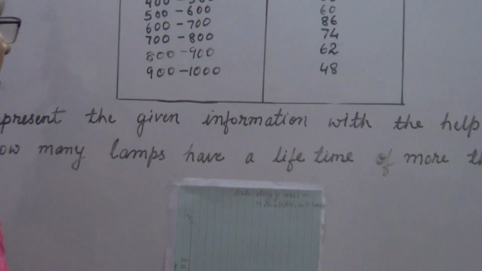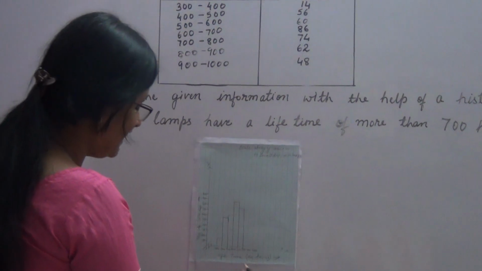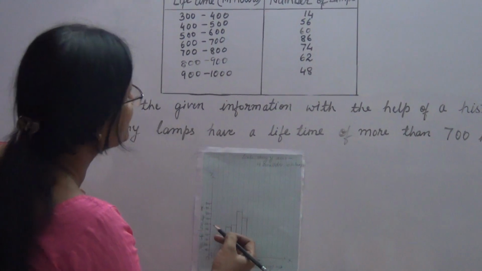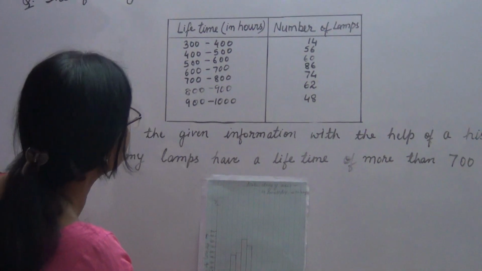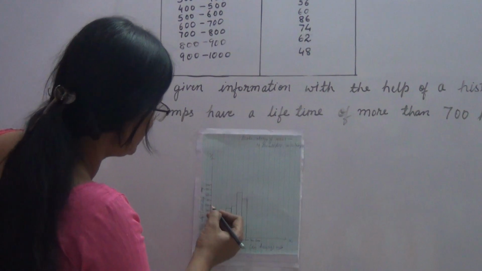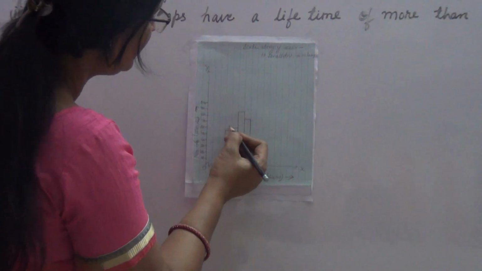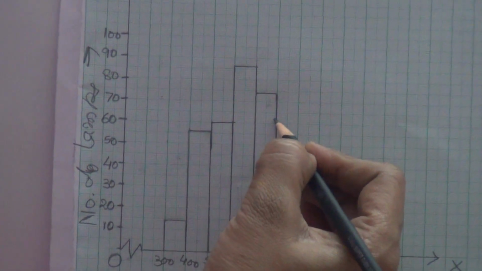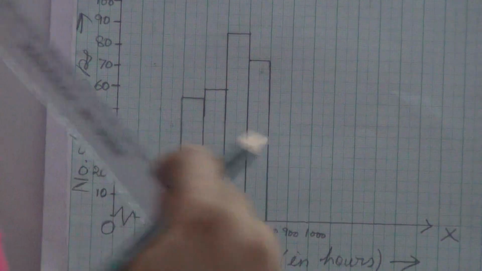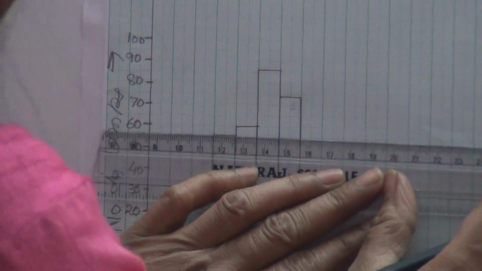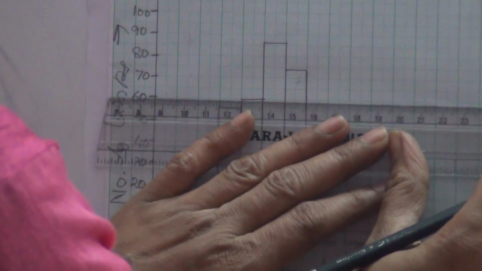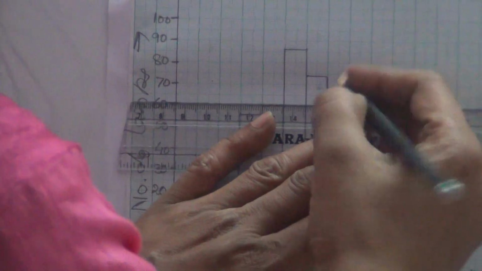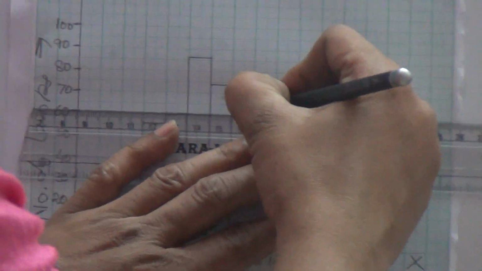800 to 900, we can see number of bulbs is 62. Repeatedly I am saying bulbs in place of lamp, don't worry, so don't get confused. 62. 60 is here, a little bit more than this. You can see here, yes, two small divisions above 60. I will draw this line first, otherwise it may create a problem. Yes, here it is 62.